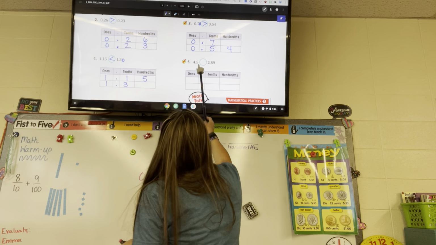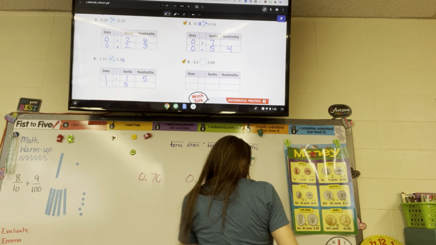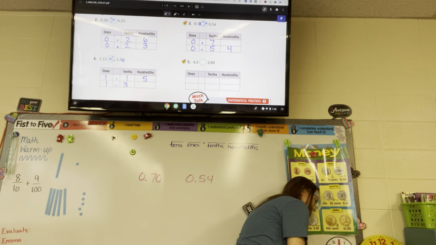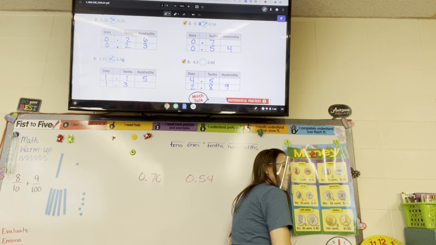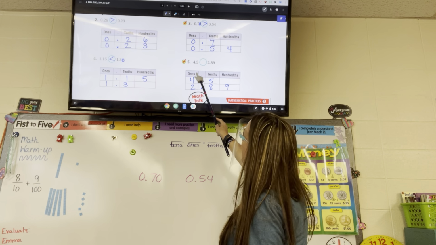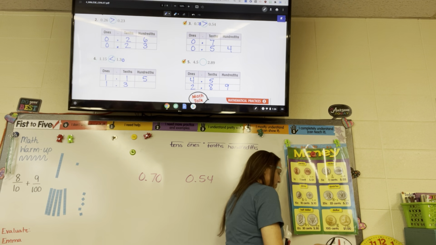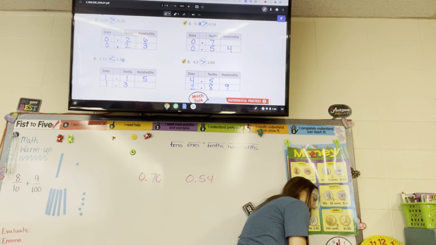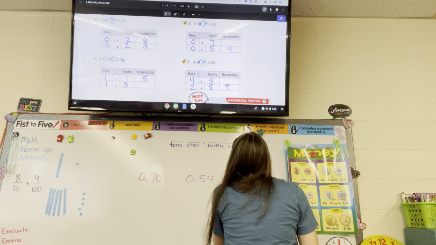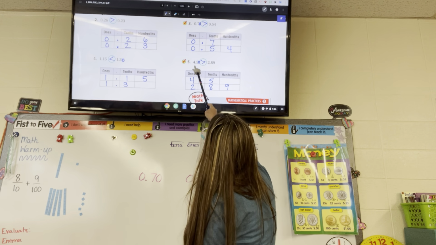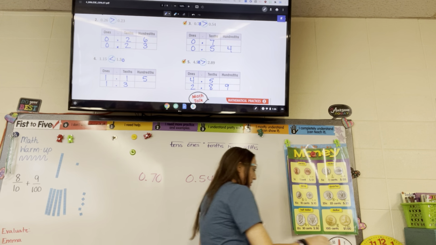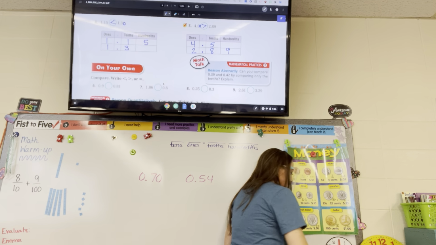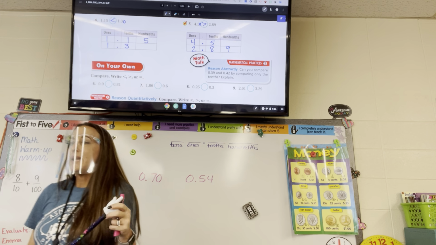Okay. 4.5 and 2.89. On this one, we're just going to look at the ones place first because we have different numbers in the ones place. 4 ones or 2 ones? Well, 4 ones is bigger. So 4, and then we can add a little zero so they have the same number of decimal places. 4.50 and 2.89.